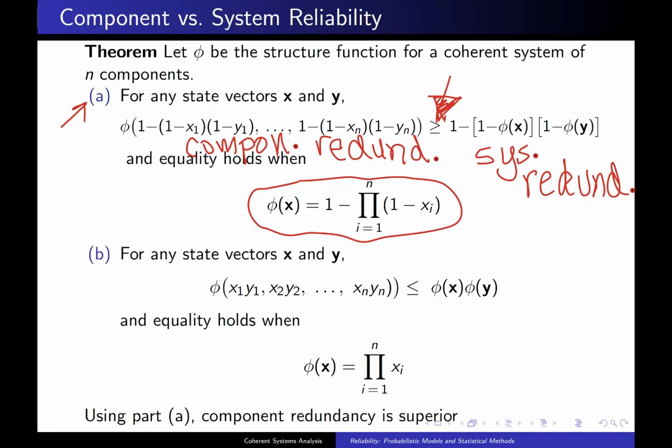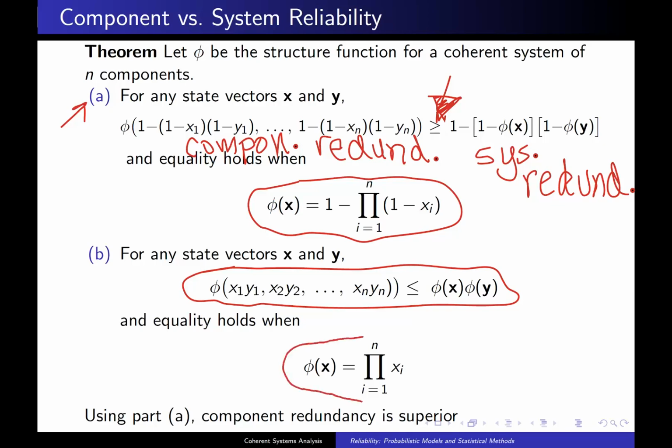There is an analogous side to this theorem that looks like this. Phi of (x1, y1), (x2, y2) through (xn, yn) is less than or equal to phi of x, phi of y. And equality holds when you have phi of x corresponding to a series system. So part A is the key one for design engineers, and that says component redundancy is superior.